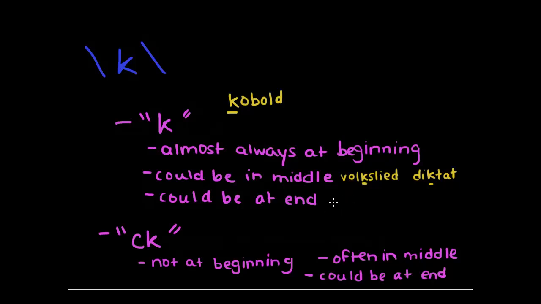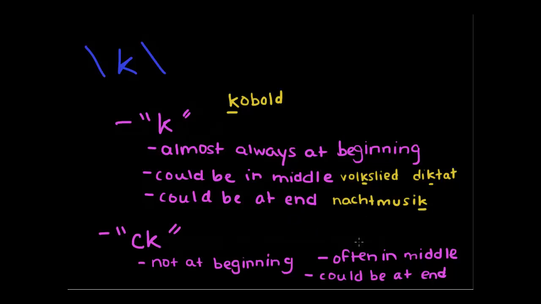Could be at the end, like Nachtmusik. And again, you have this root at the end that we know, Musik, that has the K, or any word ending in Politik. They would have the K as well. So if you recognize a root, it could be in the middle, it could be at the end. You could use the K if you recognize a root.